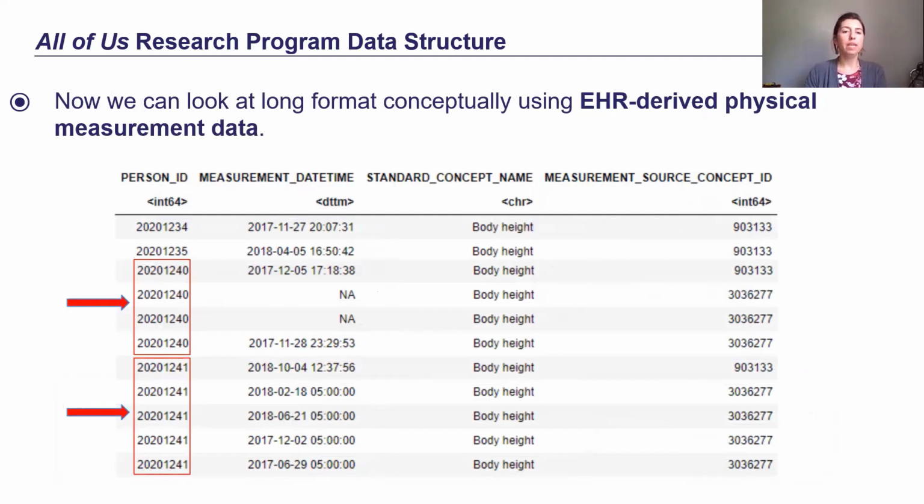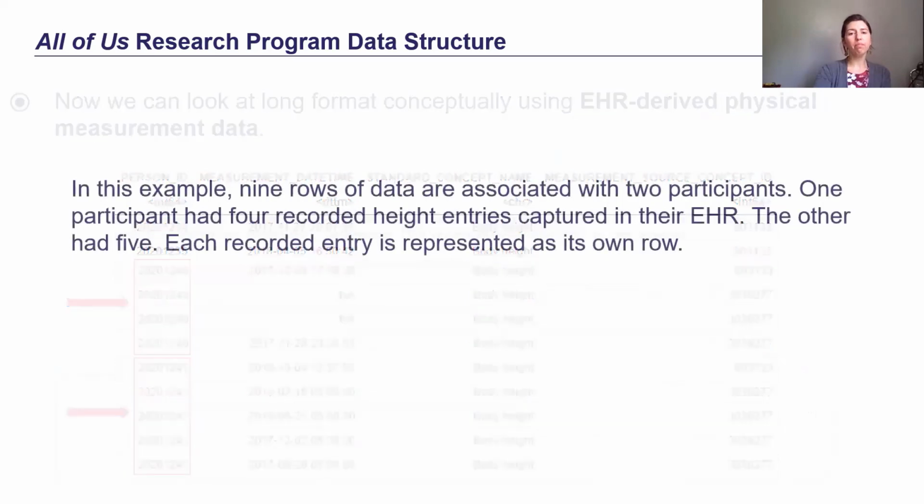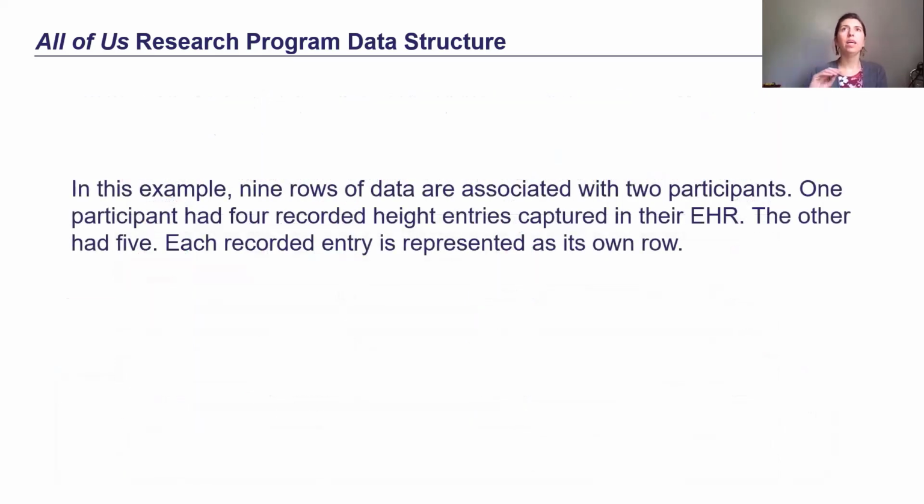So you're seeing here in long format, you have multiple rows associated with the same participant, and this represents each individual entry of height recorded in the EHR stored as individual rows. The thing I think is important to note is that for each individual entry of a concept in those records, it's going to be its own row.